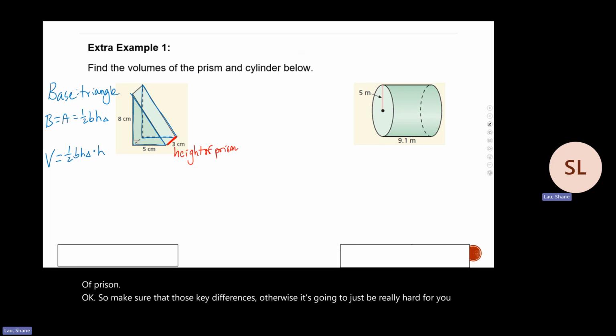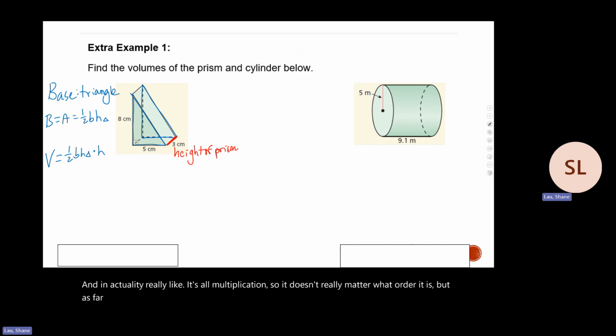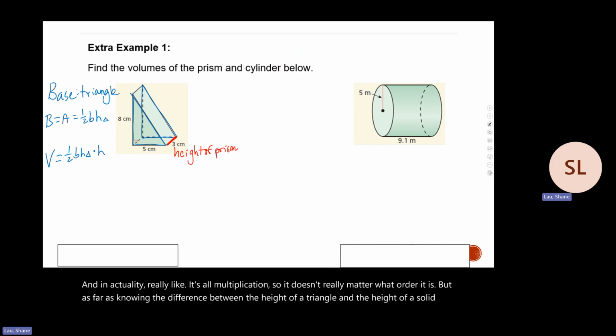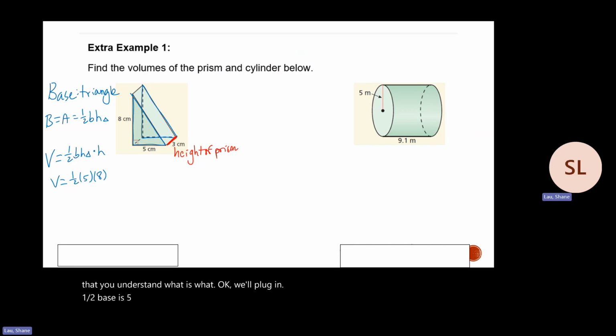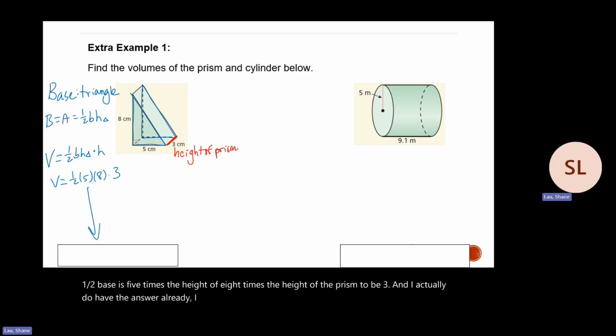In actuality, it's all multiplication, so it doesn't really matter what order it is. But as far as knowing the difference between the height of a triangle and the height of a solid, I think there's a very big difference between the two of them. So make sure that you understand what is what. Okay, we'll plug in 1/2, base is 5, times the height of 8, times the height of the prism, 3. And I actually do have the answer already made out for us. It's going to be 60 centimeters cubed.